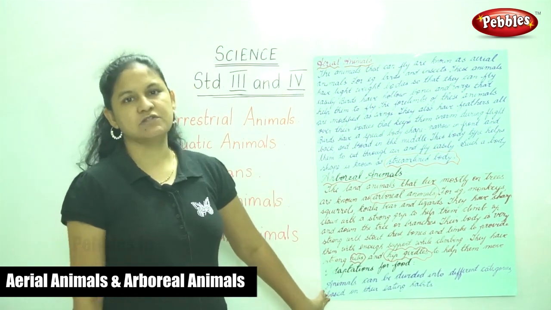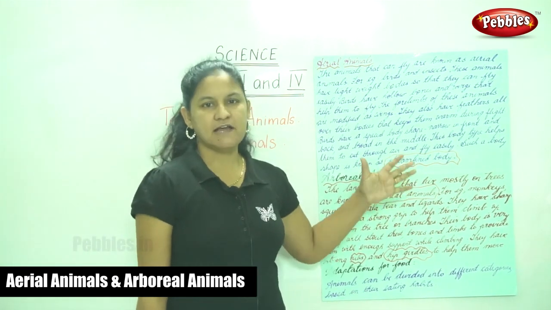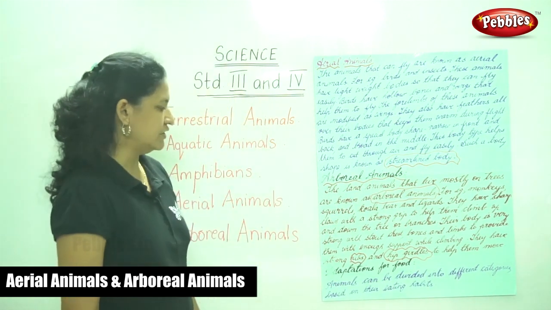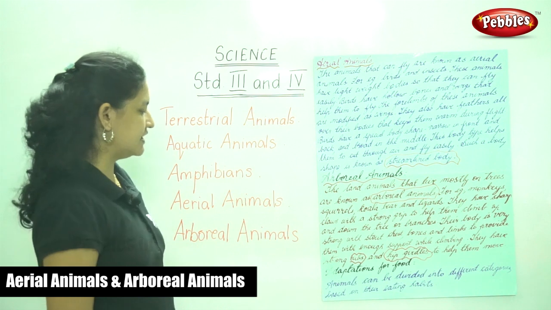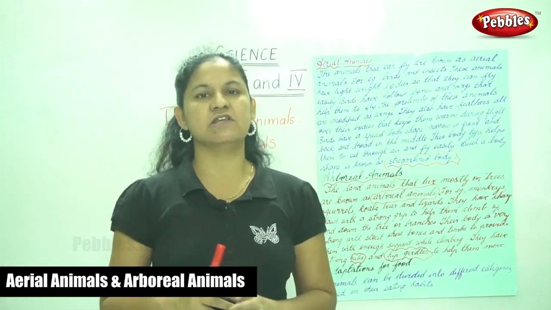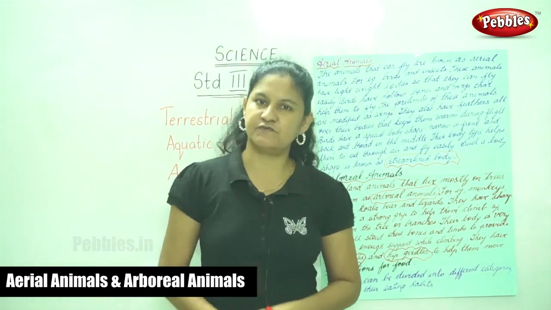Next, we will see about the adaptations for food. So, this is about the types of animals. Next comes the adaptation for food. So, based on the eating habits of animals, they can be divided into different categories.